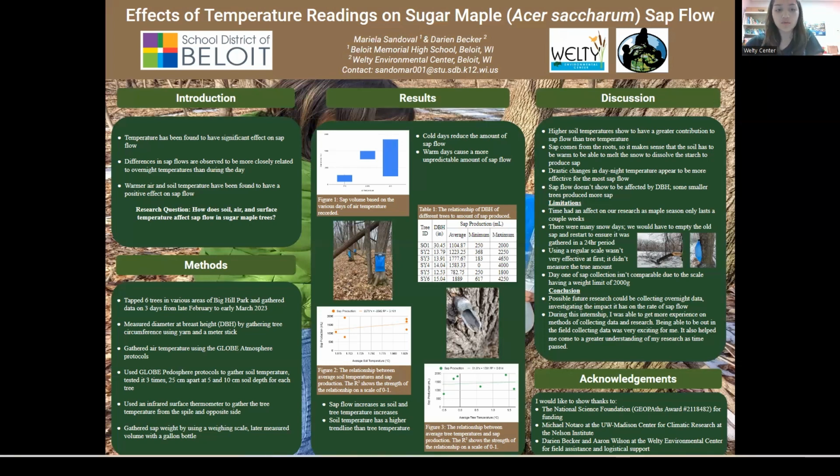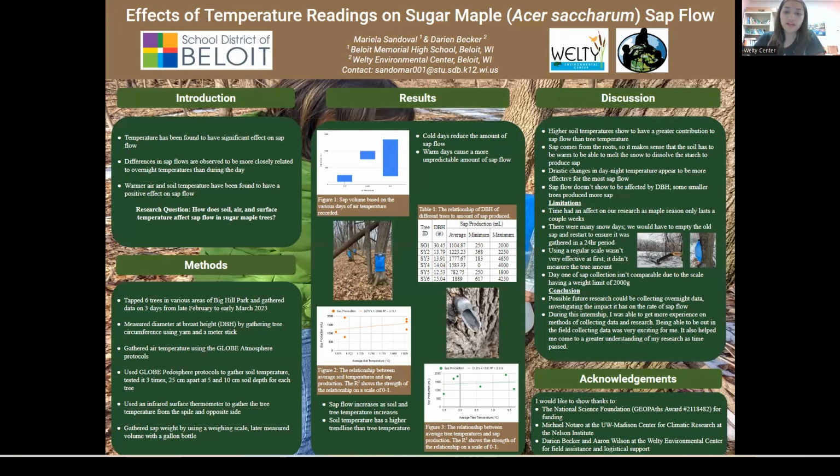Then, if we take a look at table 1, we can see that sap flow isn't affected by DBH, which I found was surprising because I expected older trees to produce more sap than the younger trees. But that was not the case because one of the younger trees ended up being the one that produced the most sap.